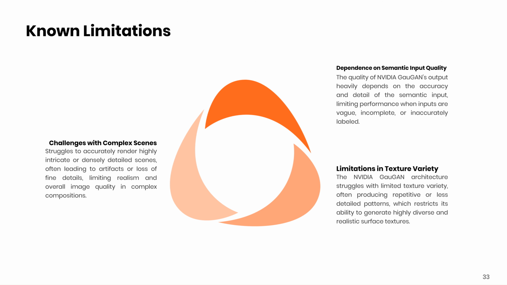GAUGAN gives us a remarkably intuitive handle on scene synthesis, but we should treat its limitations as invitations to sharpen our methods and evaluation. Let me outline how we can push beyond the three core constraints you see here: rendering detail in dense scenes, dependence on input quality, and limited texture variety. For researchers, the path is a blend of stabilized training, richer conditioning, and more robust evaluation.